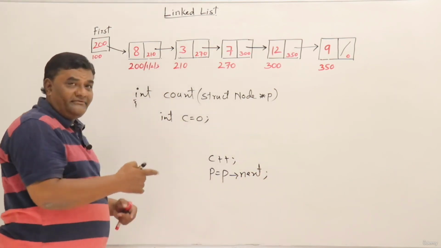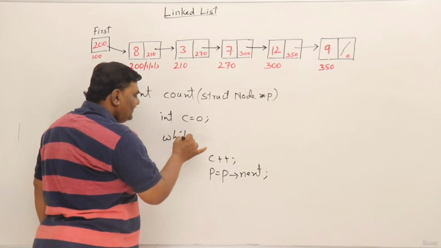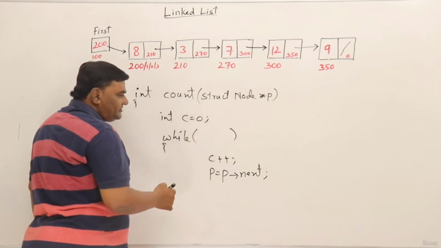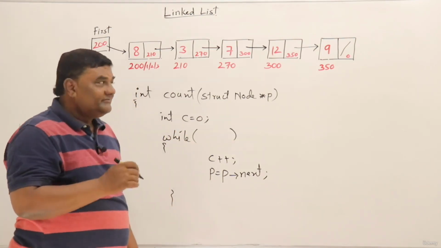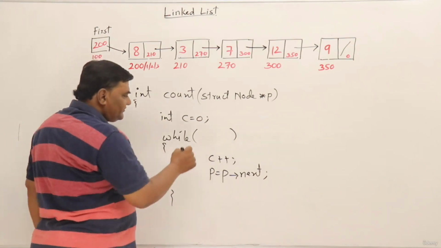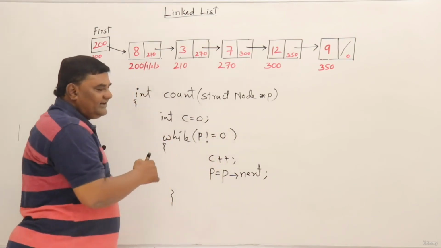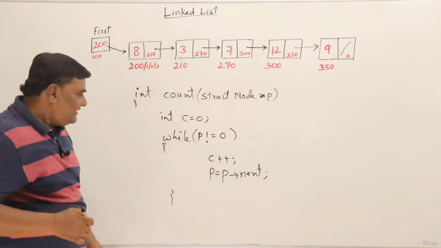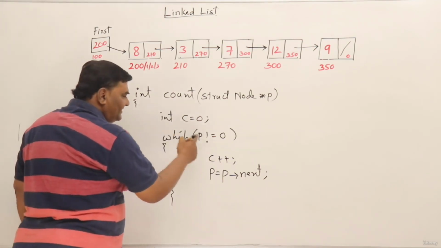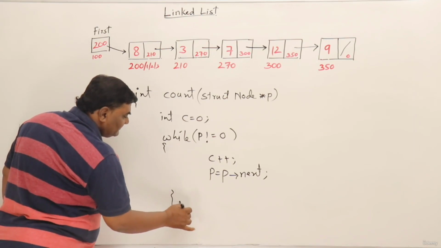And this procedure, I have to go on repeating it. So this should be written in a while loop. So while, what should be the condition? I should stop when p becomes null. So I should continue when p is not equal to null. So p is not equal to 0. So null can also be written as 0. Then at the end of loop, we will have the number of nodes in variable c. So return c.